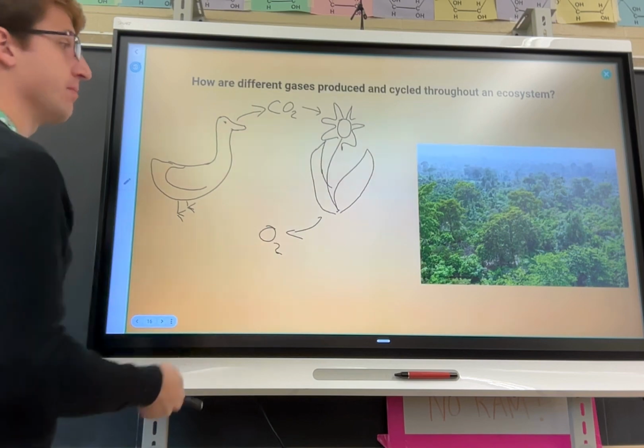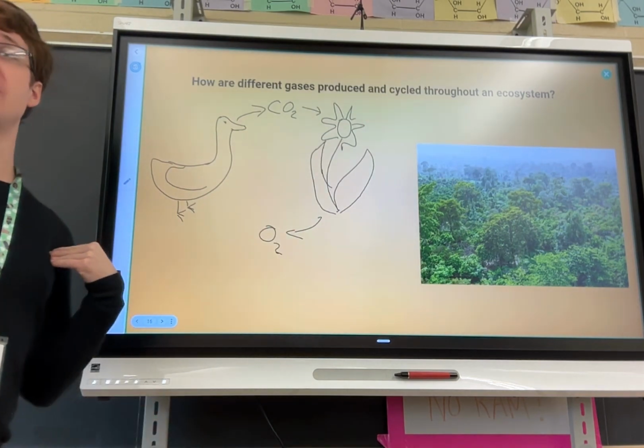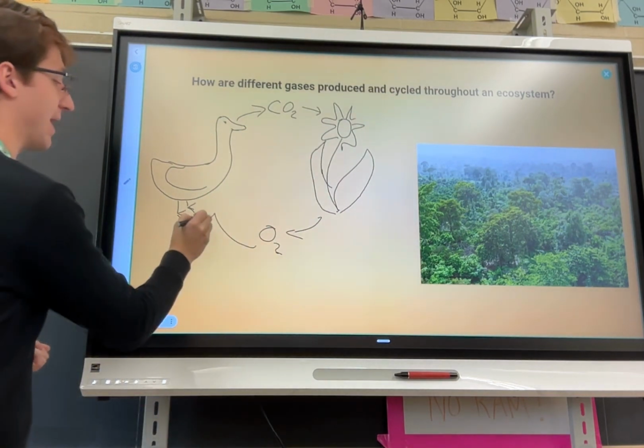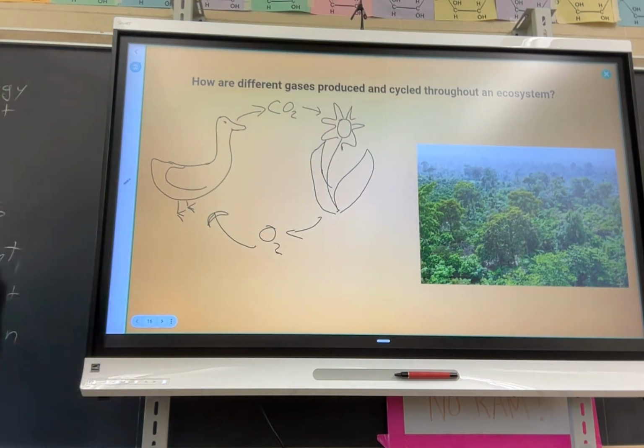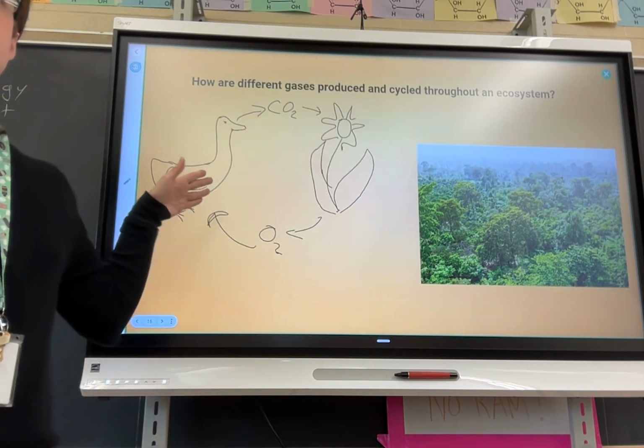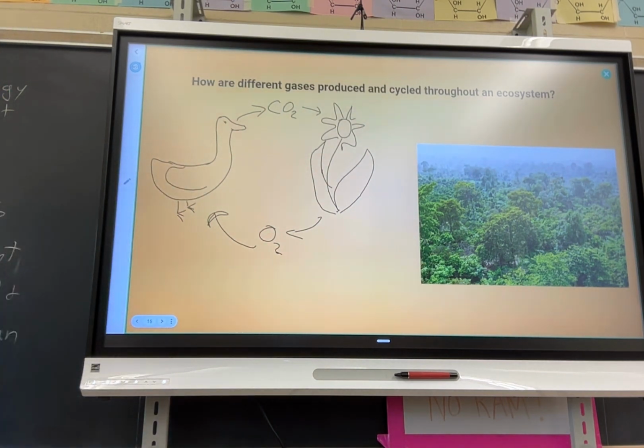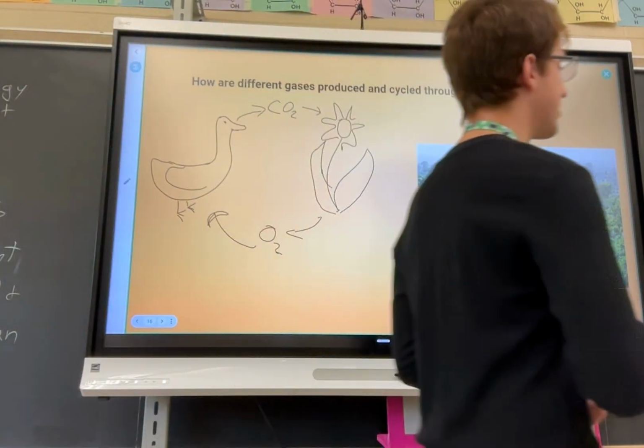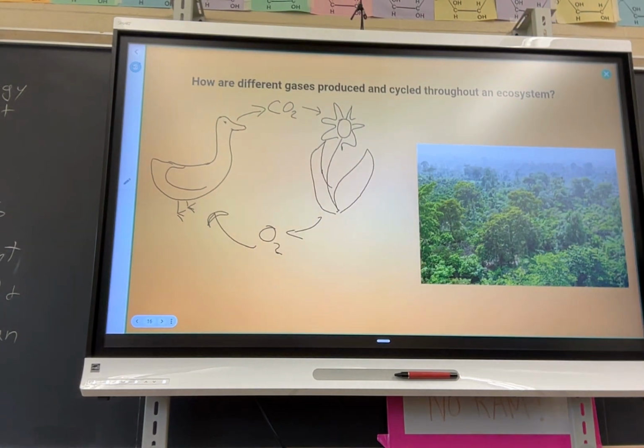This oxygen, turns out we need it to breathe. So the oxygen is going to come back over to us, where it's going to allow us to breathe. So this is a big cycle. You probably learned about this in earth science, about the oxygen and all of the carbon cycles and all of that kind of stuff. Yeah, so why is this important? Anyone want to take a guess as to what this is?